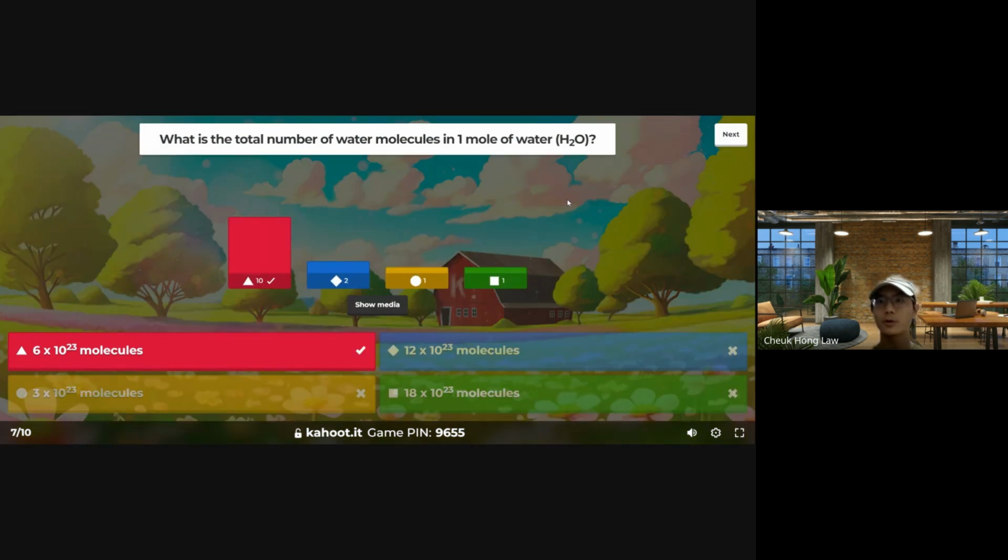Okay, so in 1 mole of water, there's only 1 water molecule, so it's 6 times 10 to the power of 23.